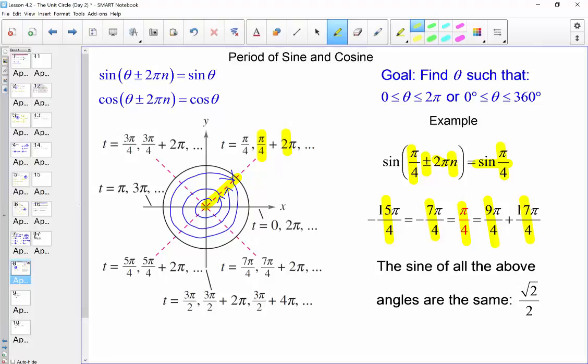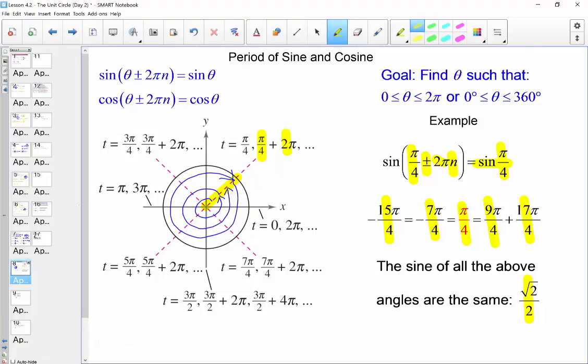Put another way, the sine of pi over 4 equals the sine of 9 pi over 4 equals the sine of 17 pi over 4, or going the other way, the sine of pi over 4 equals the sine of negative 7 pi over 4, which equals the sine of negative 15 pi over 4. All of these functions have the same value. If, for example, we were taking the sine of any of these angles, we would get the same value, positive square root of 2 over 2.